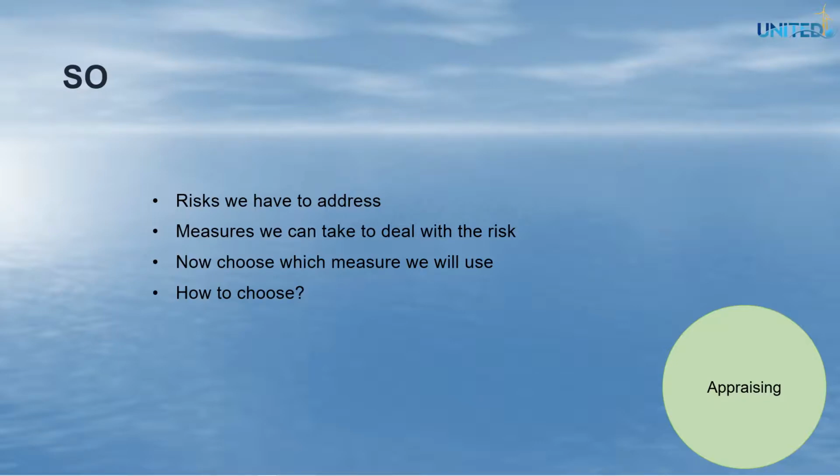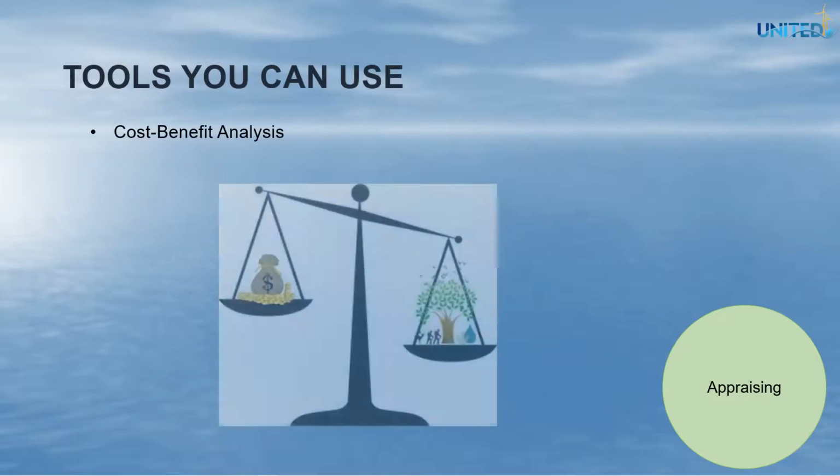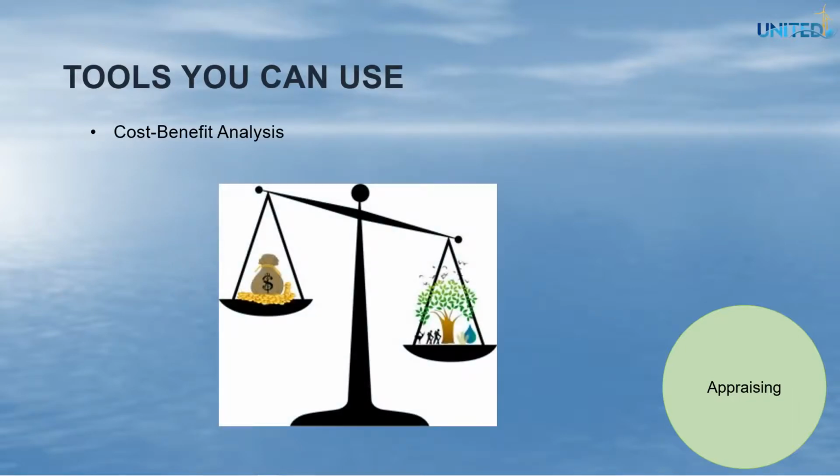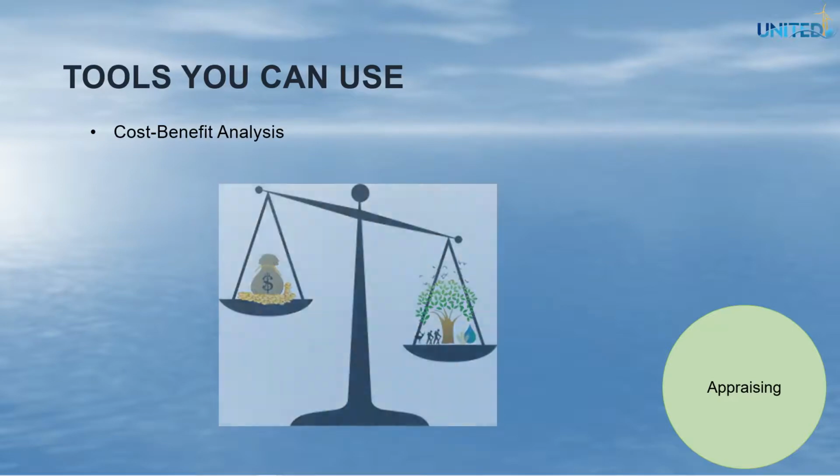The question is, how can we choose? Of course, the measures have to be effective, but also we can look at efficiency. We have several tools available to us to make this selection. For example, we can use cost-benefit analysis. In a cost-benefit analysis, we look at the costs we have to incur to mitigate a risk and the benefits we get from the measure.